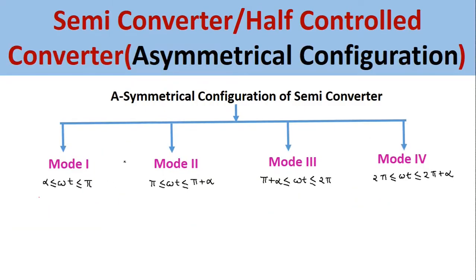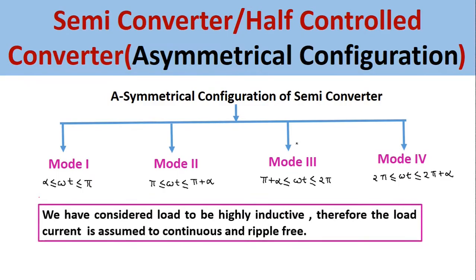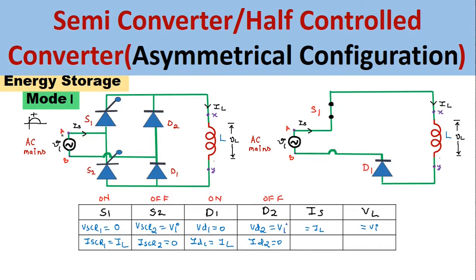The asymmetrical configuration again has four modes of operation like the symmetrical configuration: mode number 1, mode number 2, mode number 3 and mode number 4. Again, in this asymmetrical configuration, in mode number 2 and mode number 4 the freewheeling process occurs. While understanding the operation of this configuration, we have considered the load to be highly inductive. Therefore, the load current is assumed to be continuous and ripple free. Now we will understand the first mode of operation.